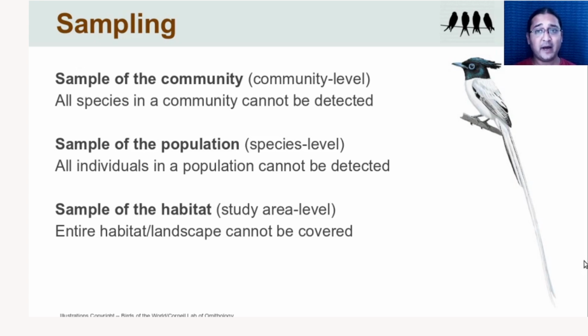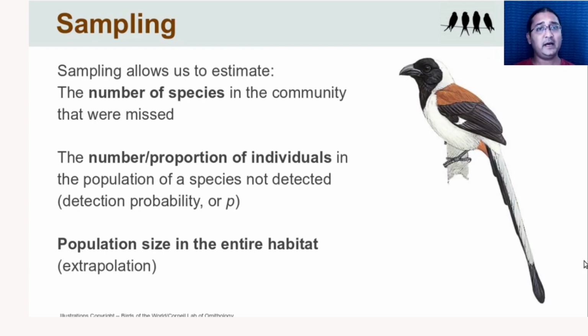You will have to say, here is my sample of the habitat, this is the number of birds in my sample of the habitat in the area that I have covered, and then make some guesses and say, if the total area of Bandipur is this much and the number of birds I have detected in my sample in 10 square kilometers is this much, then you can extrapolate and say that the likely number of paradise flycatchers in all of the national park is likely to be this number. So it's a sample of the habitat as well, because the entire habitat or landscape that you're interested in studying cannot be covered. So, therefore, sampling allows us to estimate the number of species in the community that were missed.